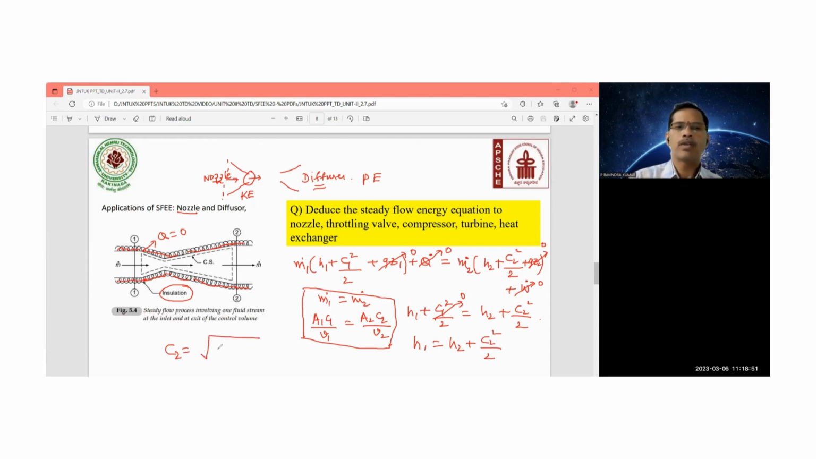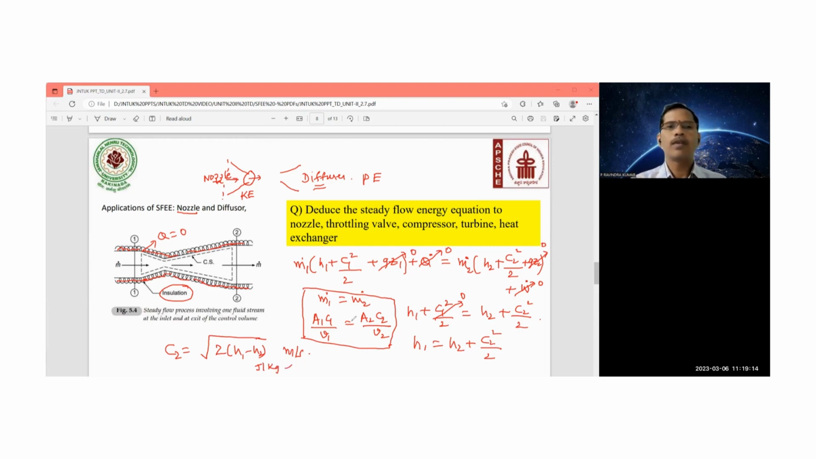So that is nothing but equal to square root of 2 into (H1 minus H2). This is in meters per second, where H1 and H2 are in joule per kg.